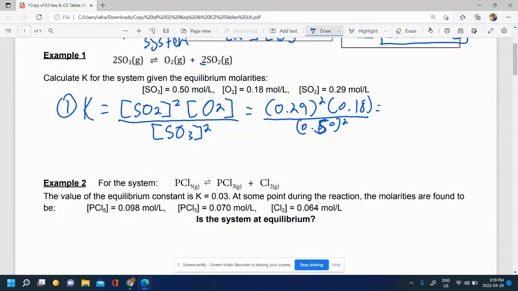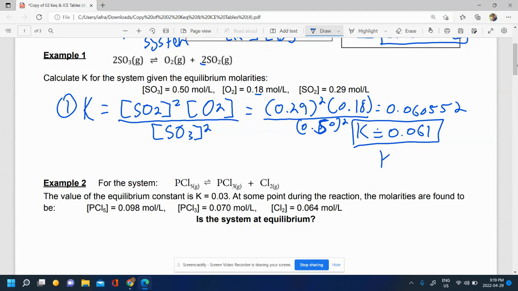And we get 0.29 squared times 0.18 divided by 0.5 squared. We get approximately 0.060552. No units are needed. We have to do this to 2 sig figs, so that would be approximately 0.061 for our equilibrium constant.